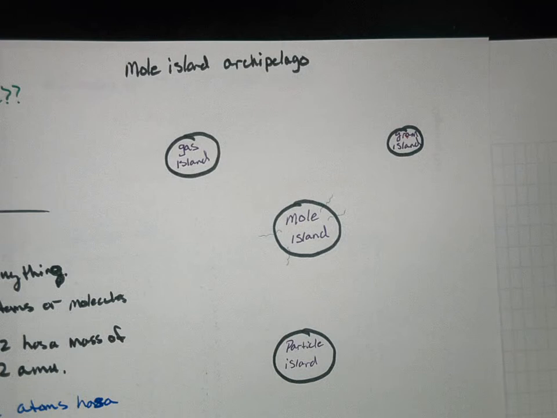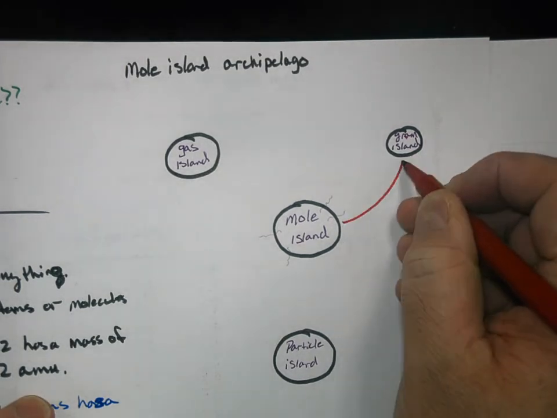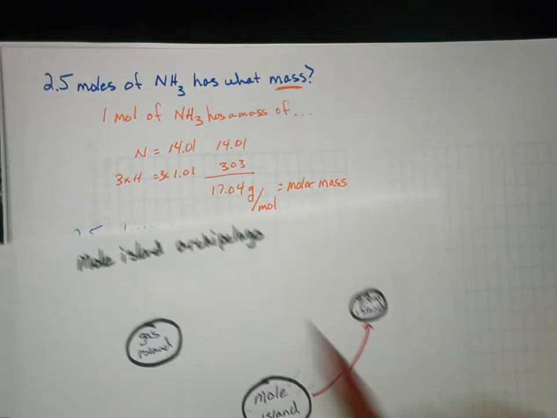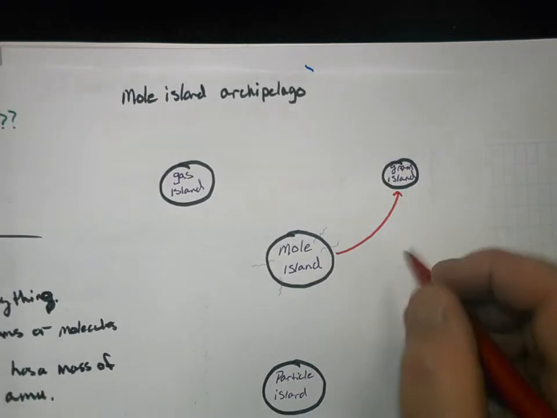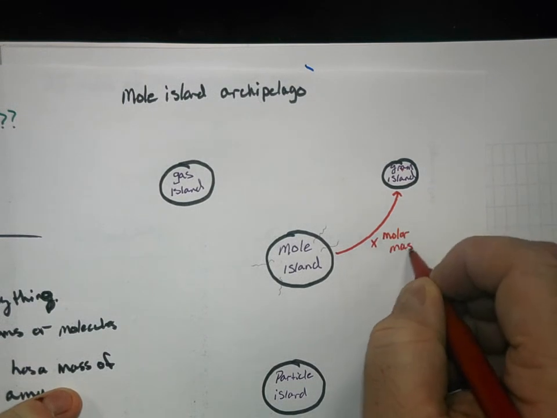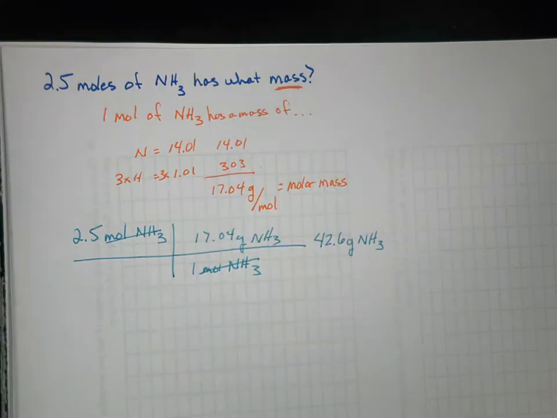Now, how does that apply here? If we go from Mole Island to Gram Island, what process did we do? We multiplied by our molar mass. So this is going to be multiplied by molar mass. All right. So now we're going to come back.